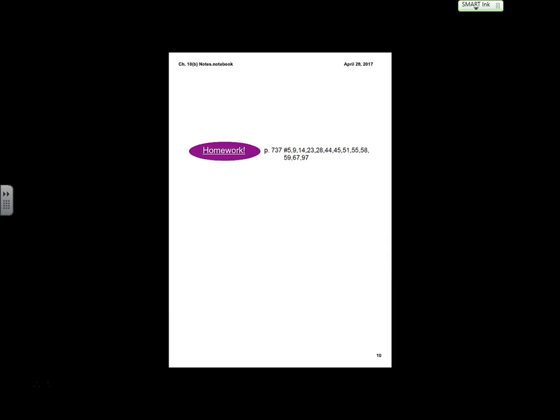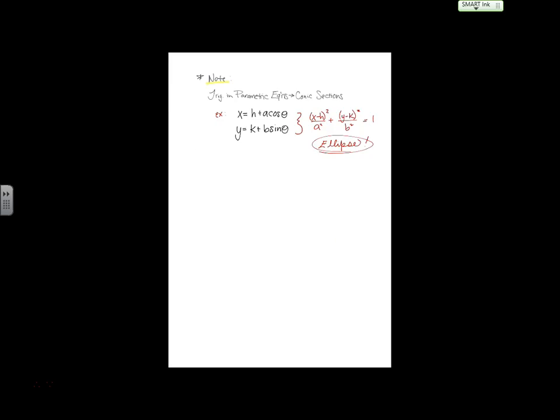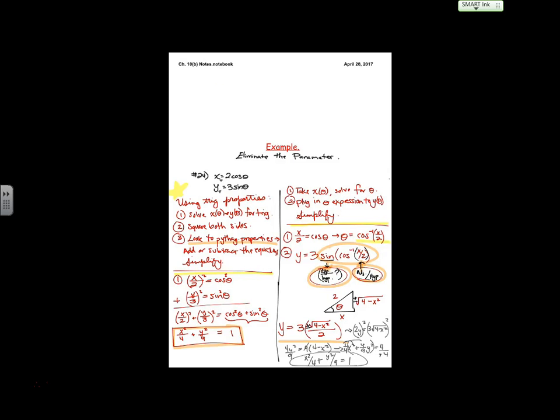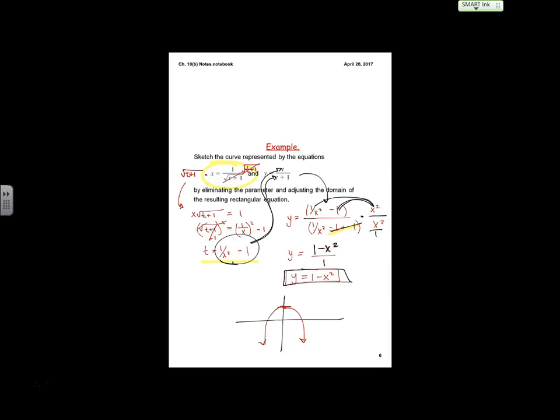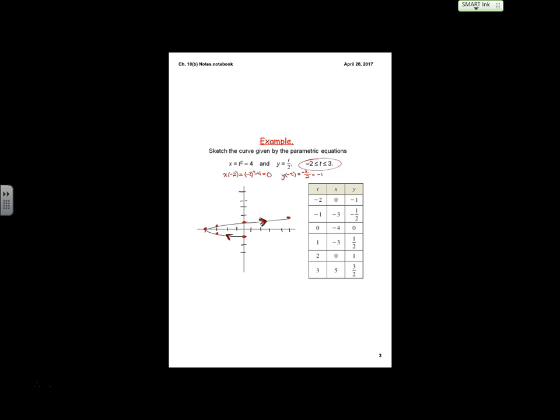From parametric in 10.6, going from rectangular to parametric is pretty easy, but you might need to review that. I'm not going to make you memorize the parametric equations. But to eliminate the parameter, there are different types of problems that show up, so that would be a good one to look at. There are different ways of eliminating the parameter.